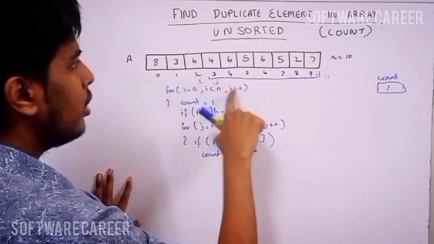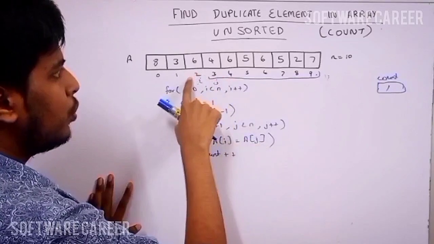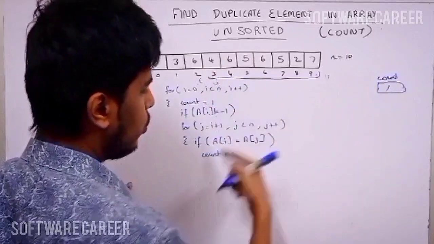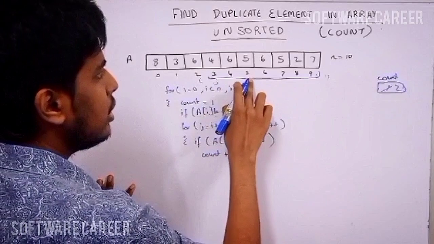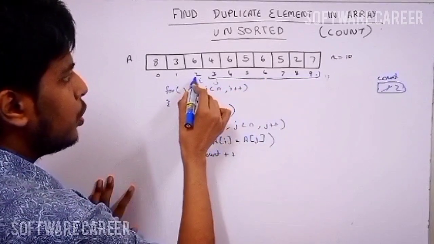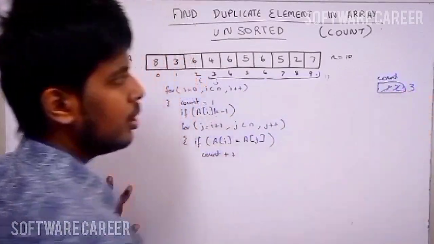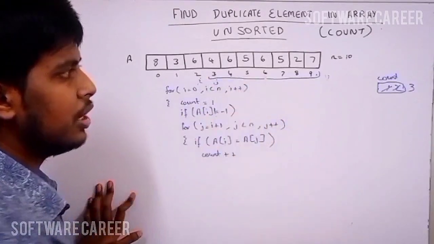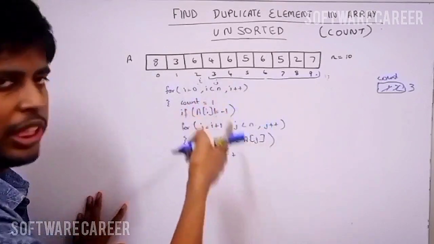Now see, at 6 you have found a of i equals to a of j. That means a of 2 equals to a of 4. So you can increase one value, count equals to count plus 1. So 1 becomes 2 now. Then when j is at 6th index, a of 2 is equal to a of 6. So the value becomes 3. Now 6 is appearing 3 times. This is how you should write. This is how you should find these duplicate elements.